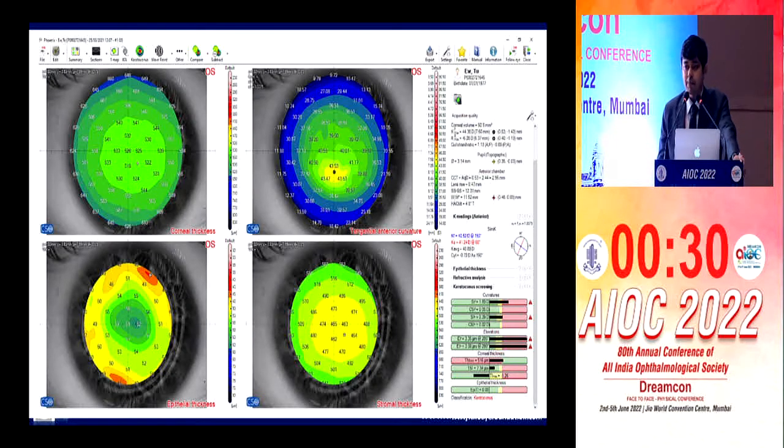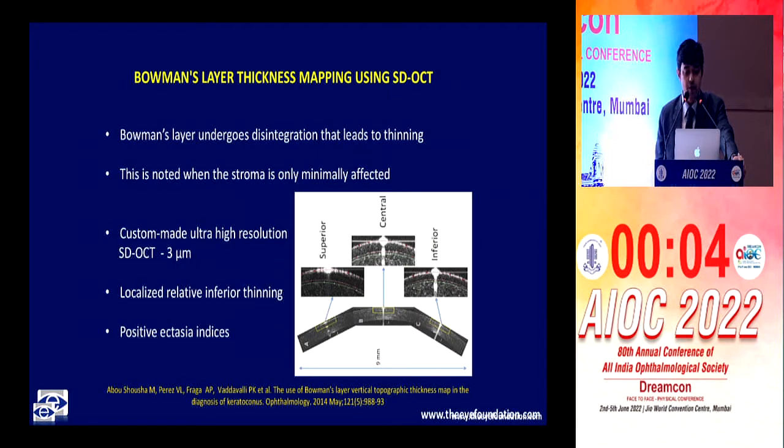Taking a step further, there is integration of OCT with topography devices, and the example of an MS39, where you are able to image not just at the epithelial level, but also at the stromal level, looking at the stromal thickness and stromal pachymetry patterns. And that is definitely the way forward, because of the masking ability of the epithelium, looking at elevation itself at the level of stroma would give us additional information.